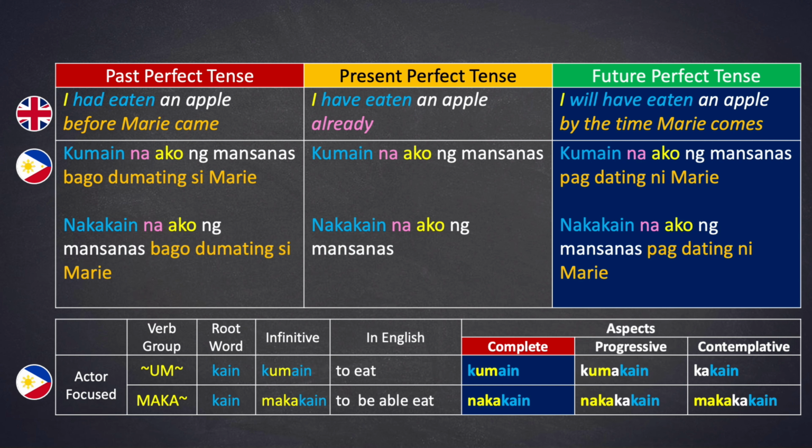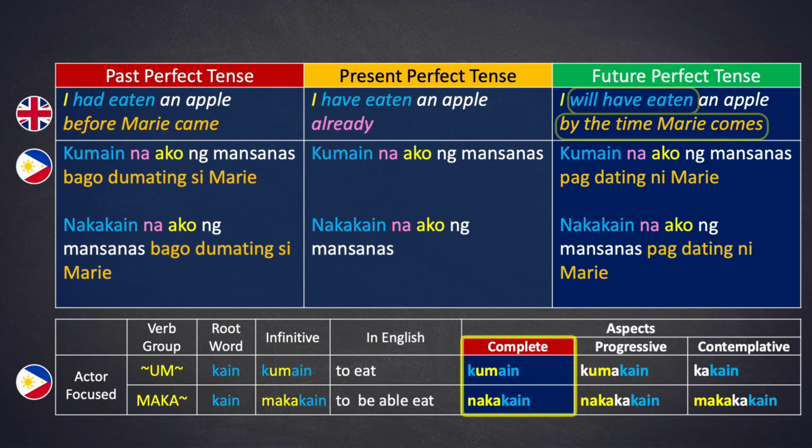The future perfect tense is used to talk about a completed action, will have eaten, that will happen before another action in the future, the time Marie comes. As you can see, the Tagalog equivalents are all in the completed aspects. As far as Tagalog is concerned, the action occurred in the past, even if these actions are referred to in the past, in the present, or in the future. Got it?